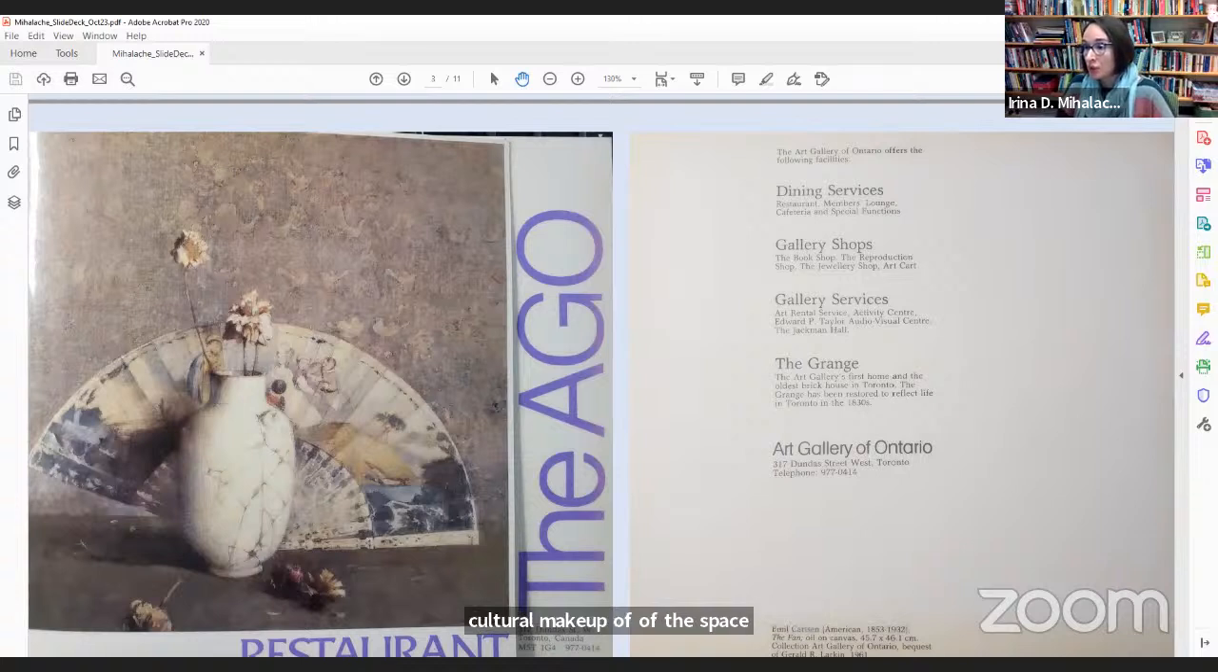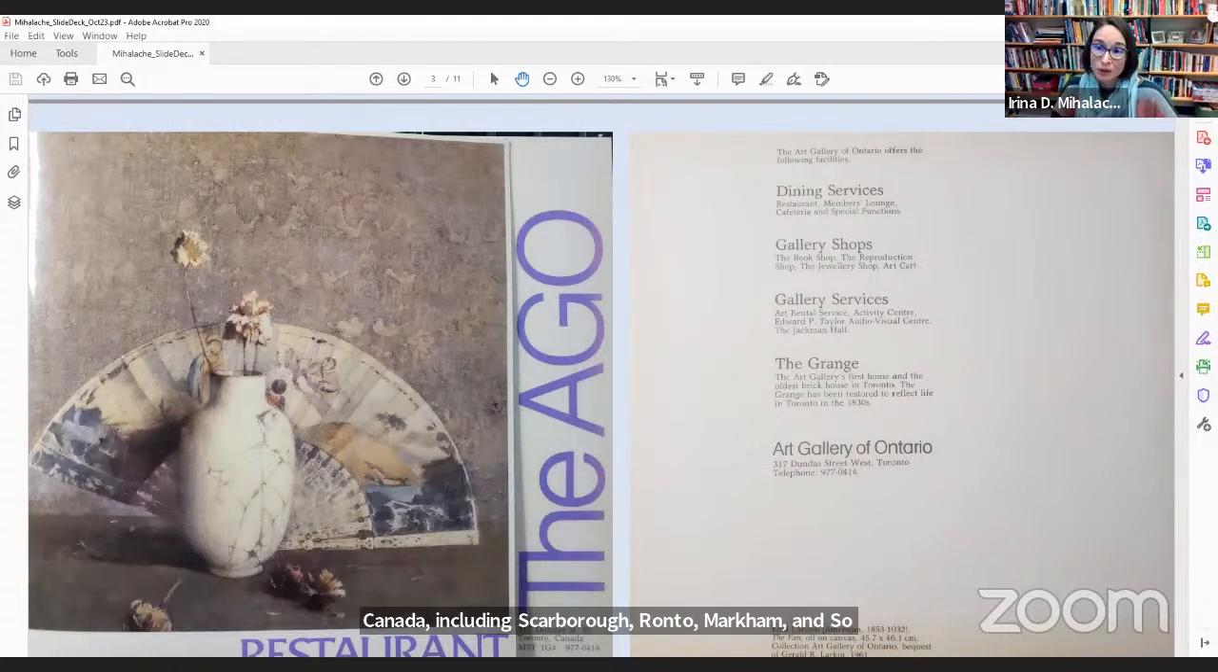So the AGO sits at the intersections between numerous neighborhoods in Toronto, including Chinatown West. The museum itself has a provincial mandate, which means that it aims to service the entire province of Ontario, which is a very, very large space, which also includes some of the most diverse cities and areas in Canada, including Scarborough, Toronto, Markham, and so on.